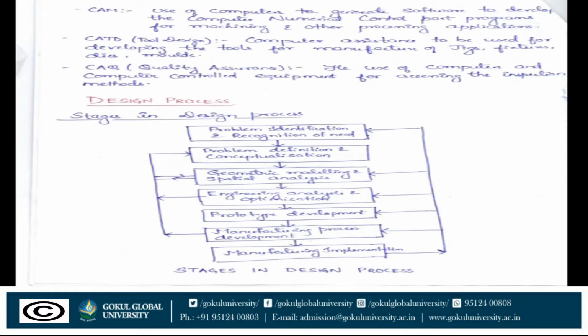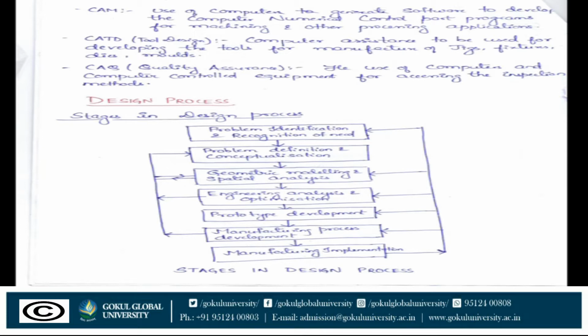Now CAM may be defined as the use of a computer to generate software to control, as well as to design, the numerical control of the part during the manufacturing process. Those data are used with the help of tool design, that means CATD. Computer-aided tool design may be used for developing tools for the manufacturing of jigs, fixtures, dies, molds and the like. CAQ means quality assurance, the use of a computer and computer-controlled equipment for assuring the inspection method.